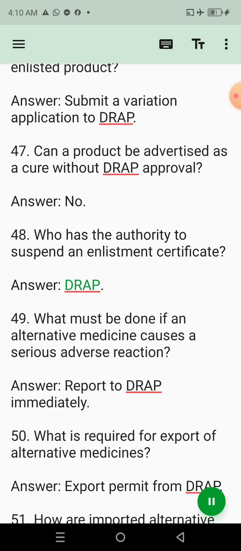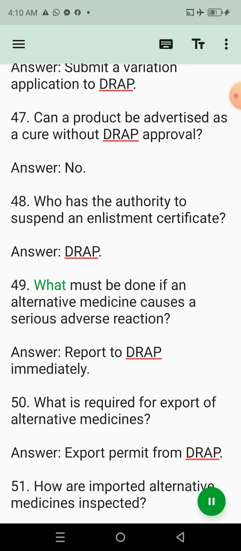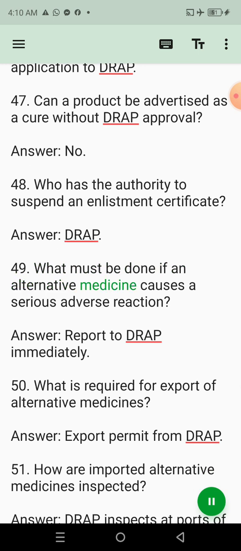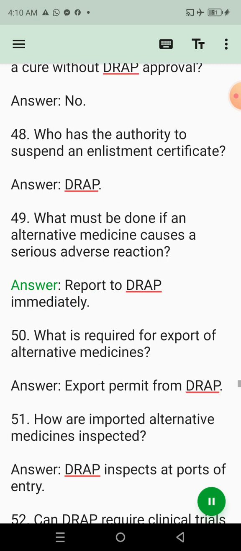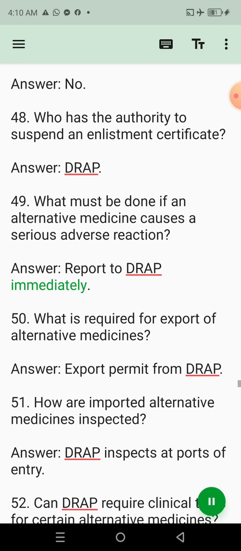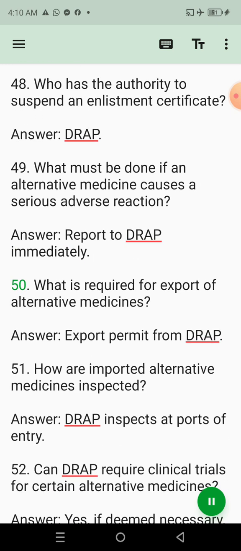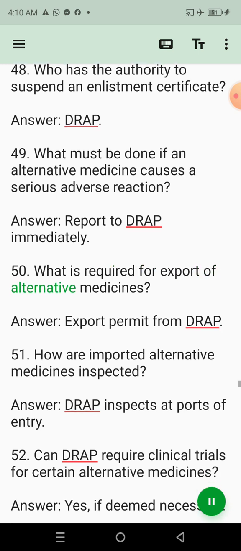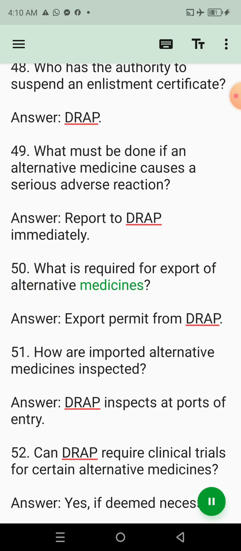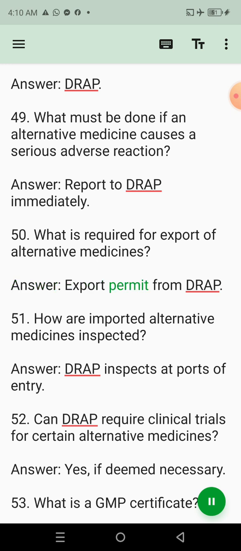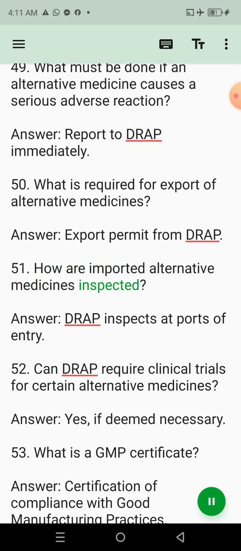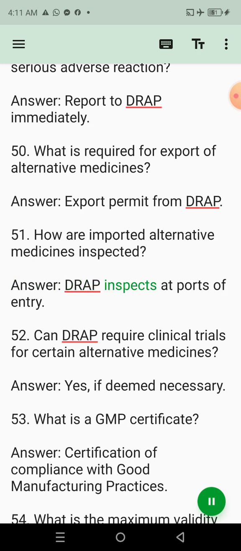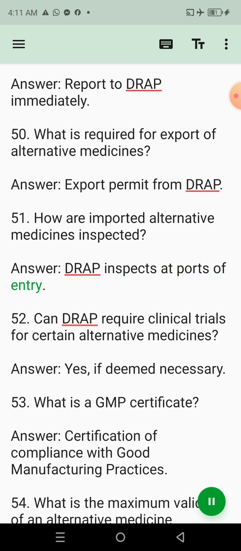Answer: DRAP. 49. What must be done if an alternative medicine causes a serious adverse reaction? Answer: Report to DRAP immediately. 50. What is required for export of alternative medicines? Answer: Export permit from DRAP. 51. How are imported alternative medicines inspected? Answer: DRAP inspects at ports of entry.